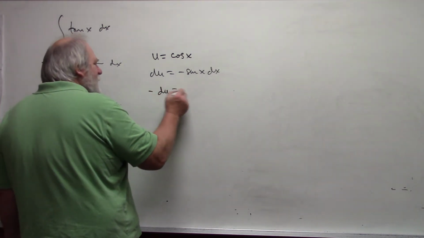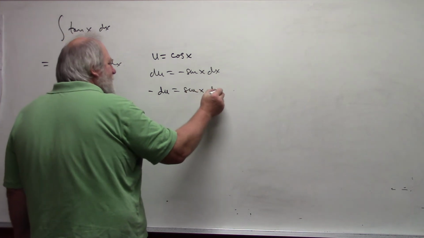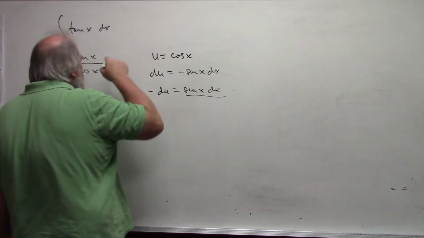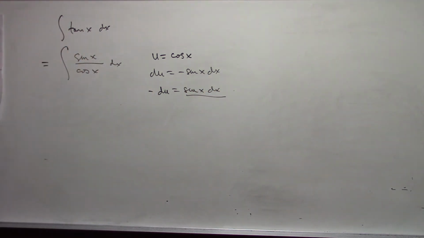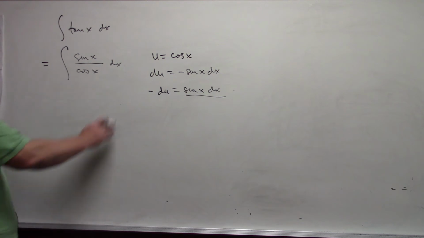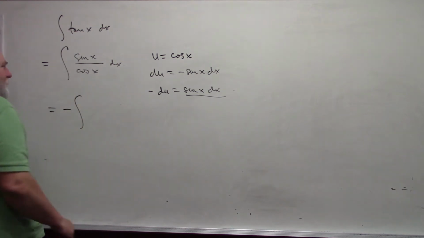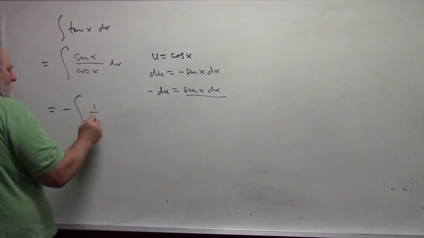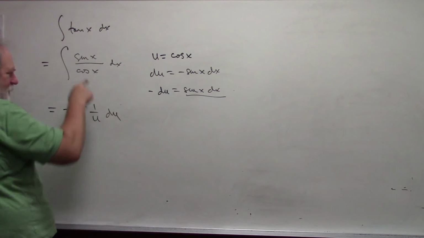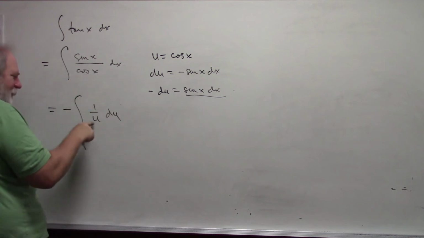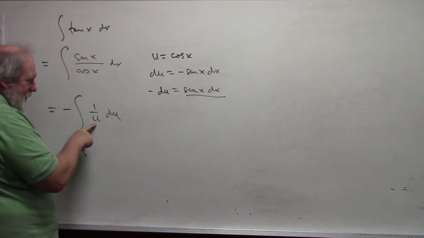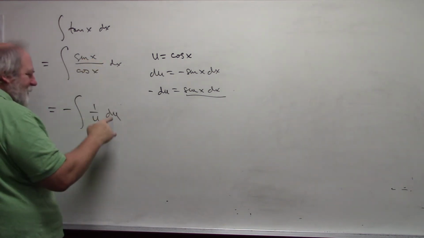The negative of du is sine x dx. I want this to match exactly the part that doesn't have the number, or the variable part. And so then this negative I can just put on the outside, and this becomes 1 over u du. This cosine is in the denominator. When I replace it with u, it goes in the denominator. Sine x dx is du.